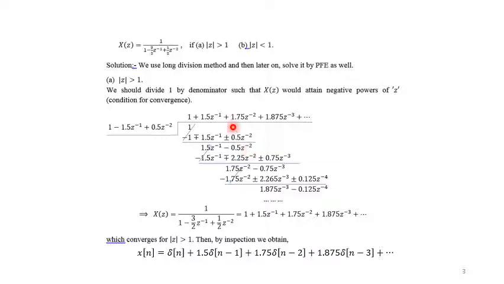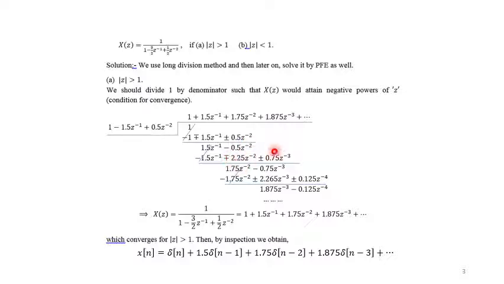Remember that we are doing it for the case when the ROC is right-sided, the sequence is right-sided. So we expand this one in powers of z to the power minus. Whereas for the case of a left-sided sequence, we expand it in z such that its powers are positive. Okay, so 1.5 z power minus 1 minus 0.5 z square. If I multiply 1 with 1.5 z inverse, I get this one cancelled.